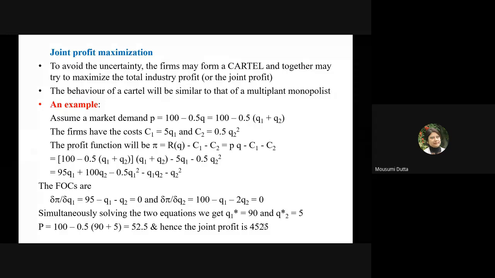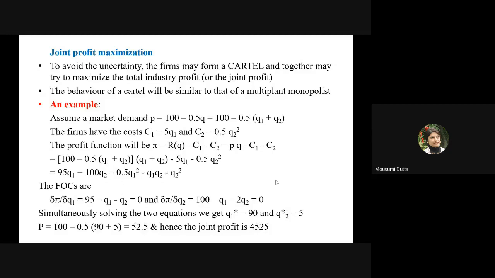Now, for the mathematical economics purpose, it is nothing but a joint profit maximizing decision. So an example: assume a market where P is equal to 100. I'll tell everybody to take pen and paper and start doing the things. Otherwise, we will not understand how the Cournot decisions are different from that of the joint profit. So please write down the market demand equation, P is equal to 100 minus 0.5Q, where Q is equal to Q1 plus Q2.